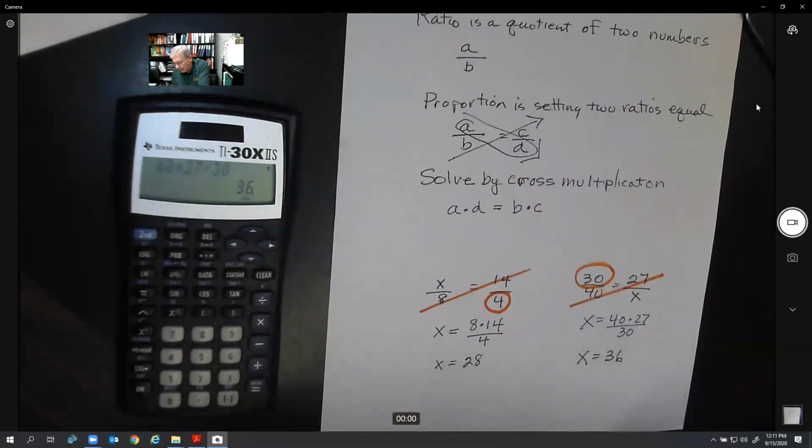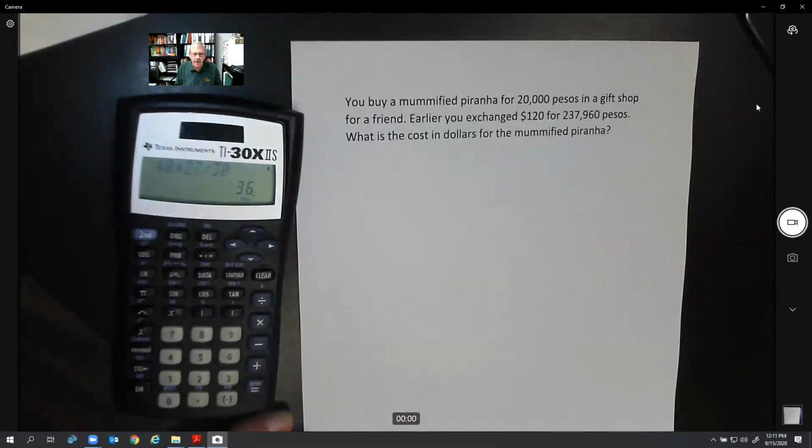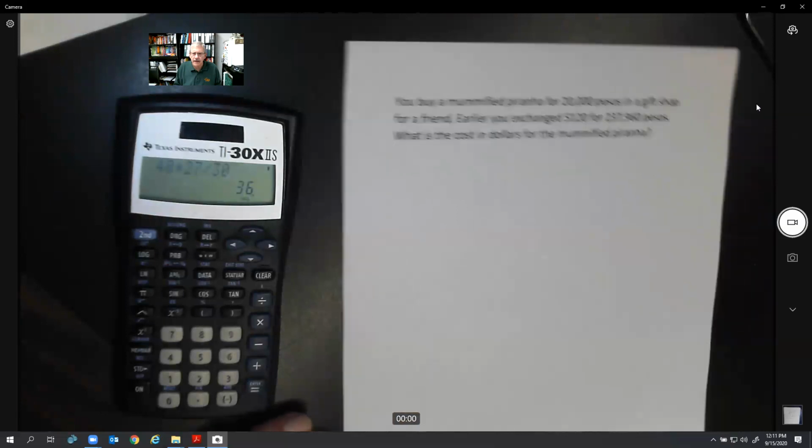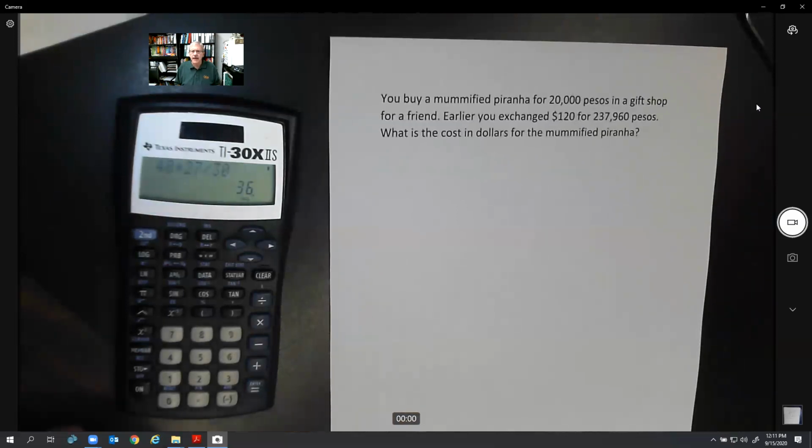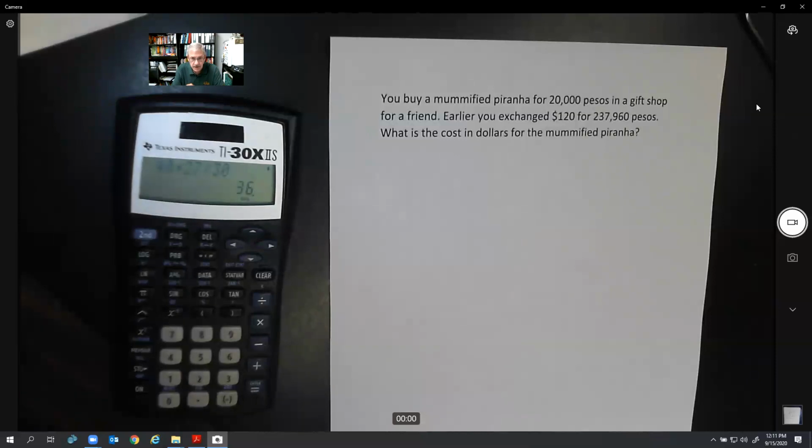All right, so let's try that on an actual problem. It says you buy a mummified piranha for 20,000 pesos in a gift shop for a friend. Why? I don't know. And you exchanged $120 for 237,960 pesos. What is the cost in dollars for this mummified piranha?